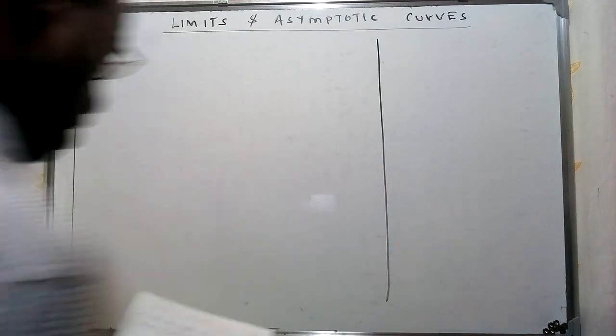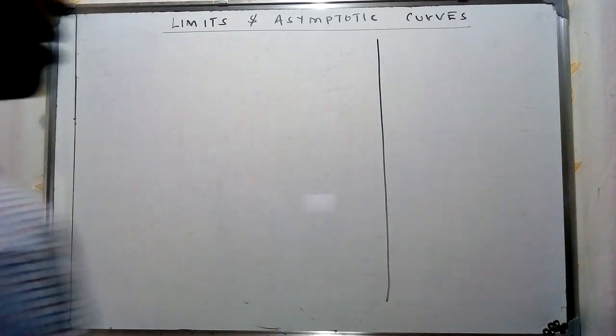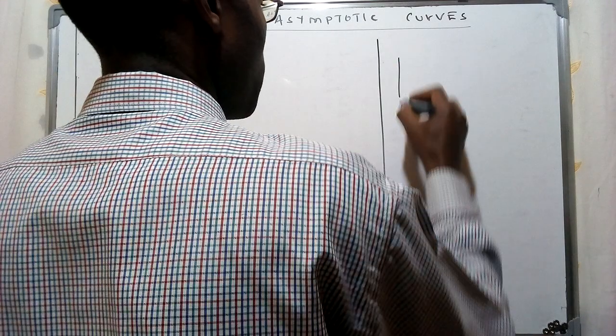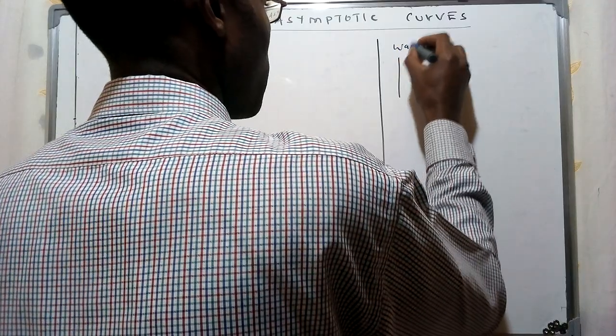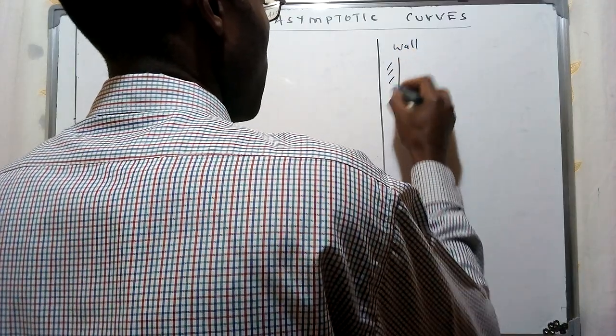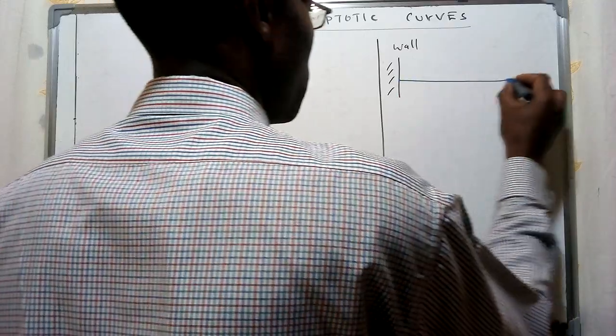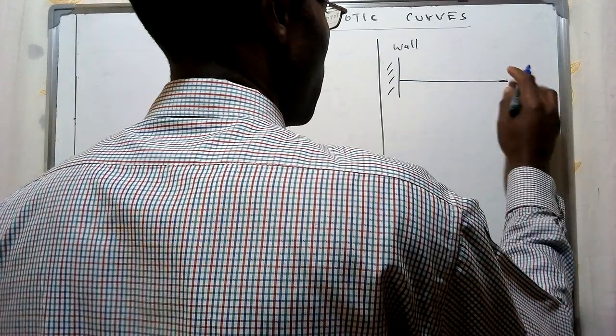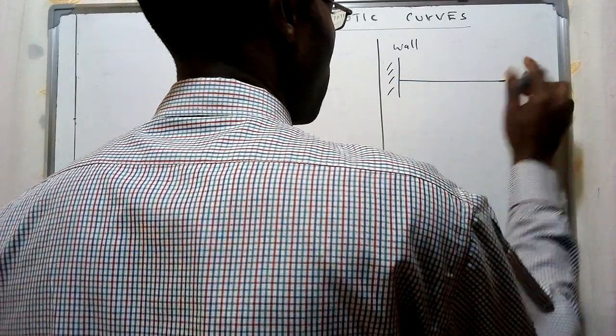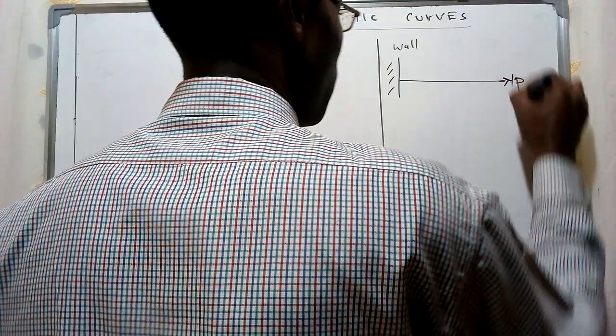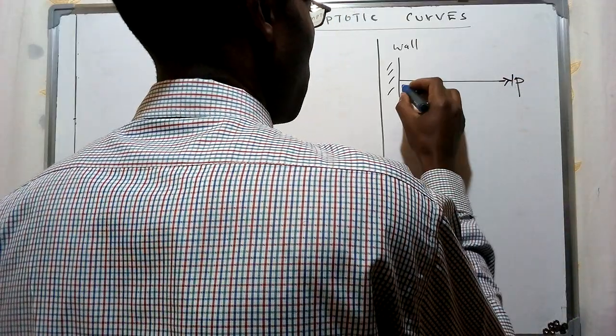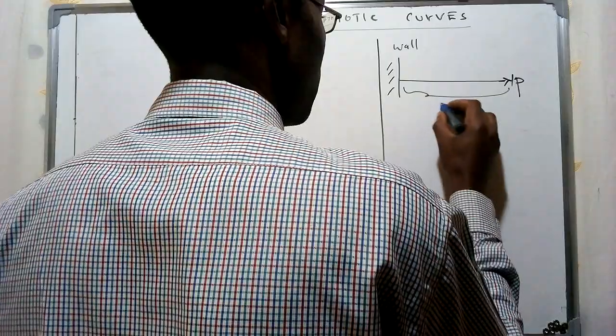Now, in this specific case, we're going to consider a distance from a wall. So we're going to have this specific line set as our wall, as such. And there's a distance between the wall and a particular point, which we're going to call P. So we have a distance between P and the wall given as S.